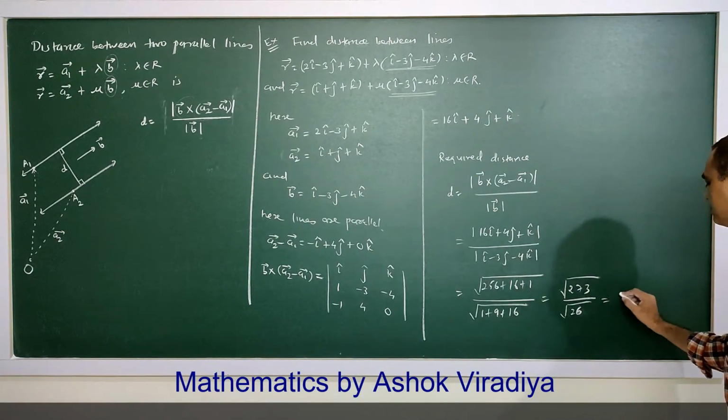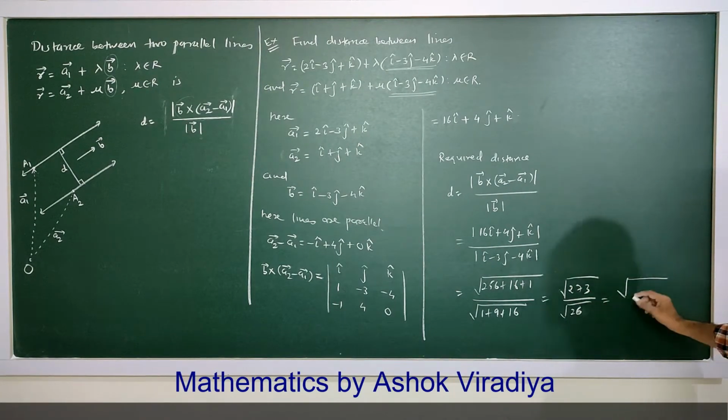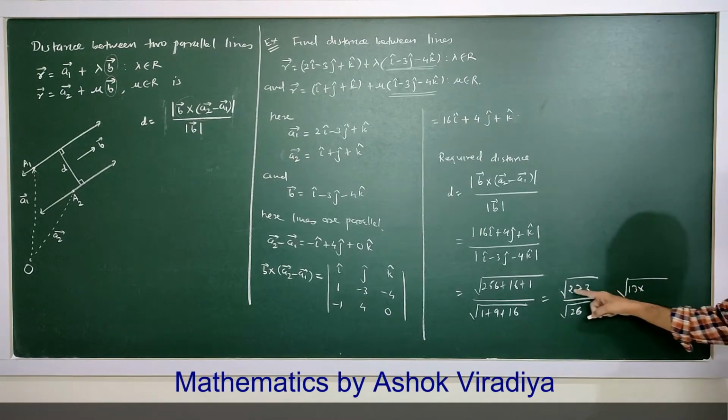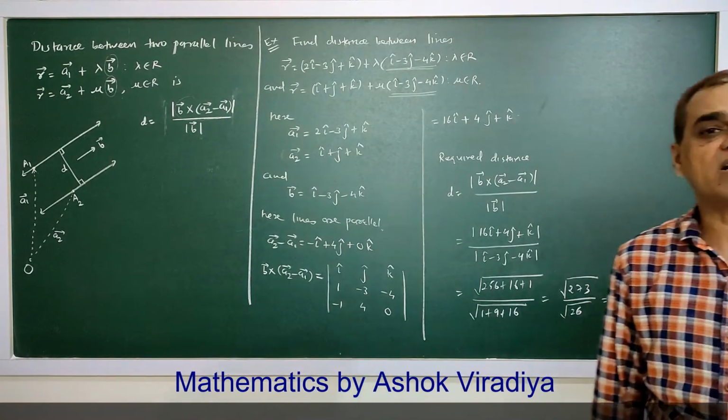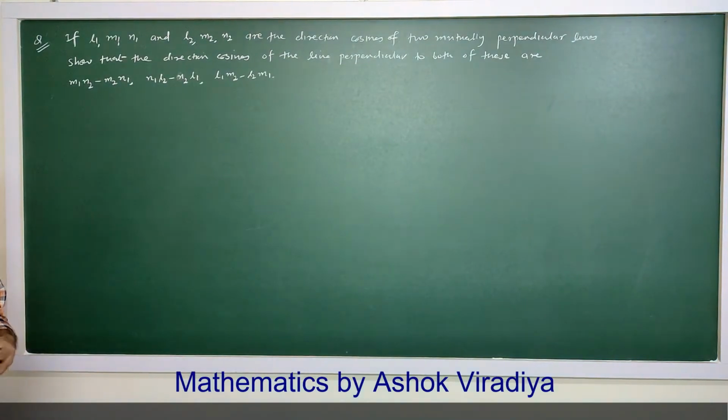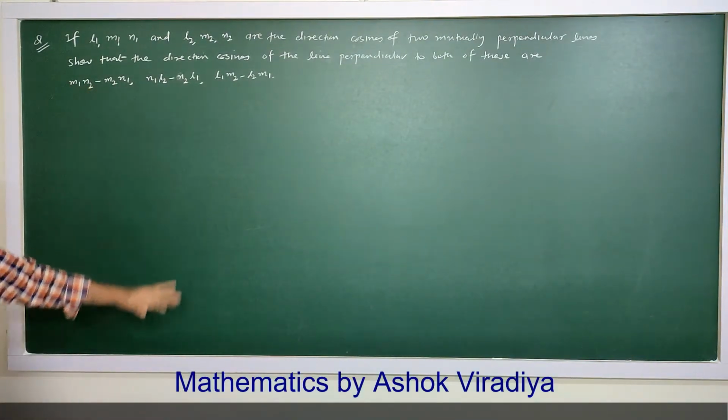That is, this is then 273 is 13 into 21, upon 13 into 2, so this is square root of 13 into 21 upon square root of 13 into 2. So it is square root of 21 upon square root of 2. Square root of 21 by 2, that is the required distance. Now see, this question is difficult.